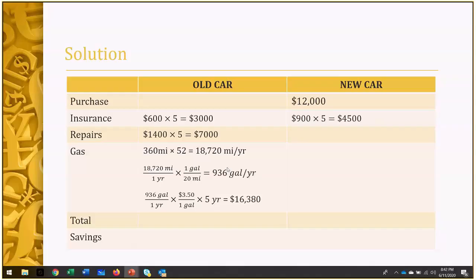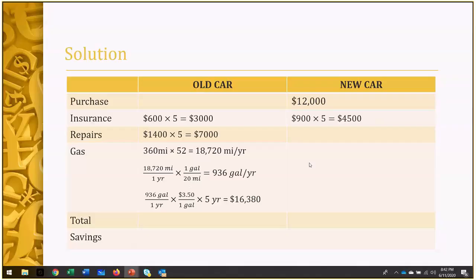Next, I took that amount and I multiplied it by the price that it would cost me per gallon of gas. So if I need to buy 936 gallons of gas and it costs $3.50 for 1 gallon, and I'm doing that for 5 years, then the total cost for gas will be $16,380. That's a ton of money. And that's because 20 miles per gallon is not very good fuel efficiency.